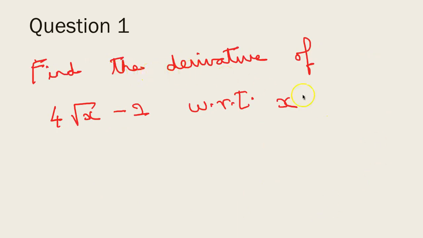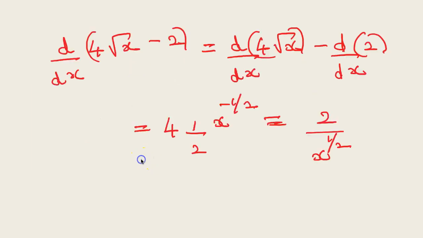Coming to question 1, find the derivative of 4 root x minus 2 with respect to x. So the derivative of 4 root x minus 2 will be d dx of 4 root x minus d dx of 2. Derivative of 2 is 0, being a constant. You can take out the 4, so it is 4 into d dx of root x, that is half x raised to minus half. So this becomes 2 by x raised to half.